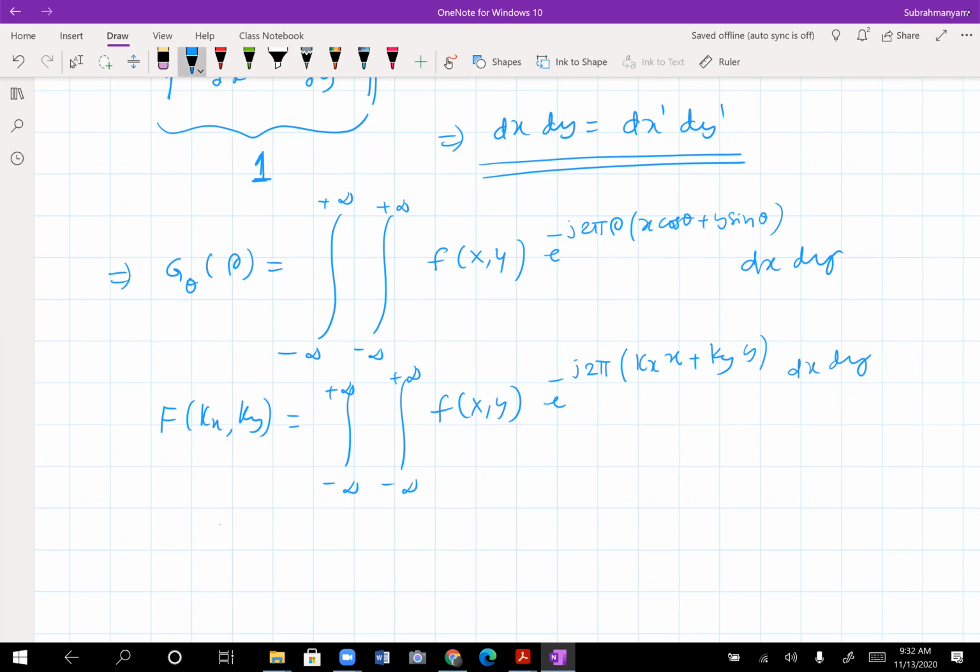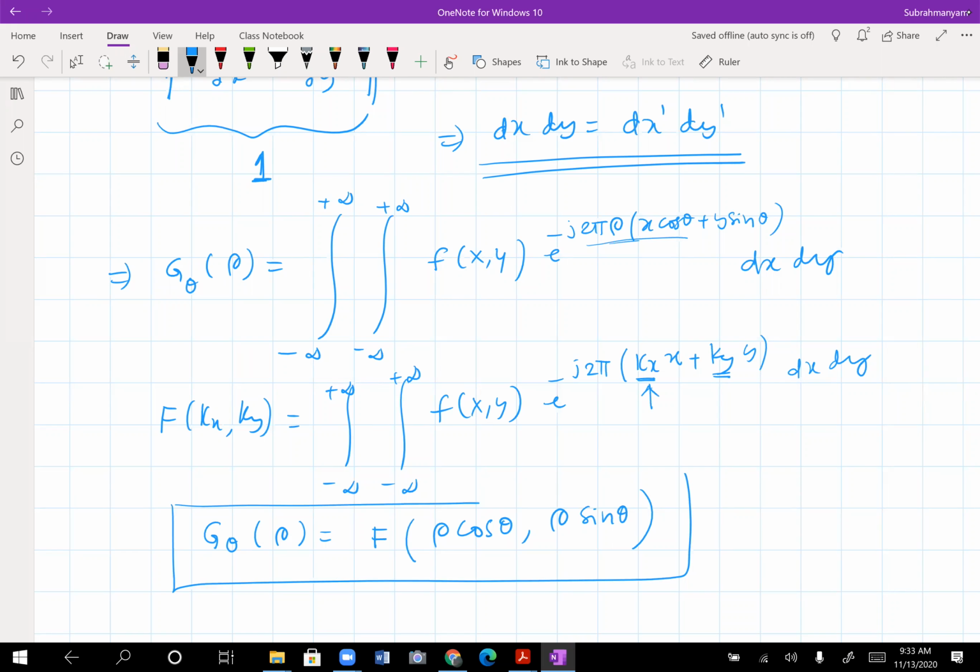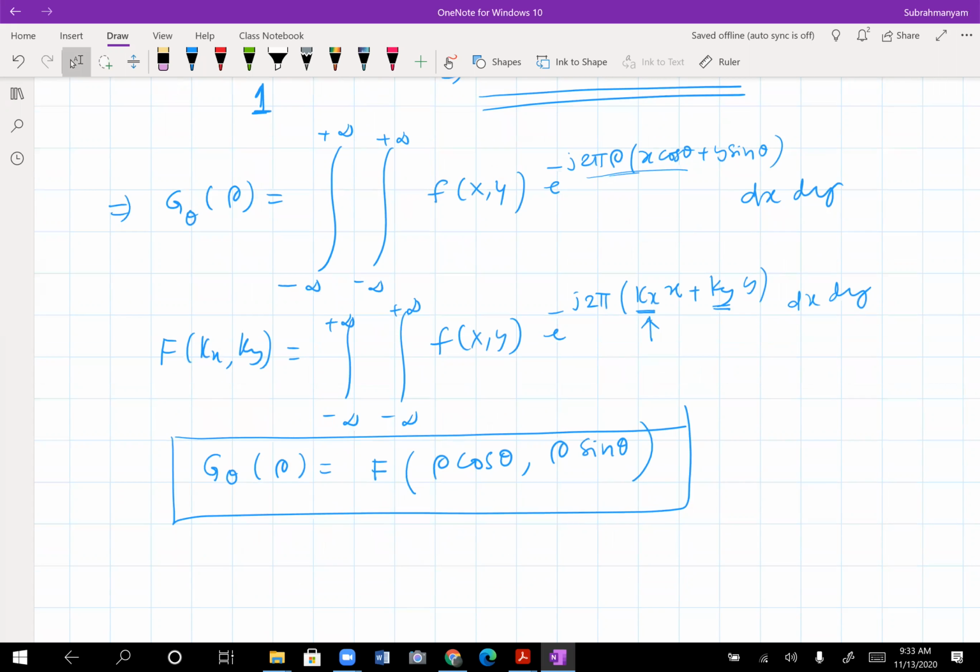G theta of rho is equal to f of what? You could substitute values of kx and ky, right? kx equals rho cos theta, ky equals rho sin theta. Notice here, if I put here rho cos theta, this term is 2 pi rho cos theta into x. If I put here rho sin theta, 2 pi rho sin theta into y. This is a more rigorous mathematical proof rather than making use of the rotational property. Okay, that's the Fourier slice theorem. The same thing, but now we did more rigorously. With that, this part is done.